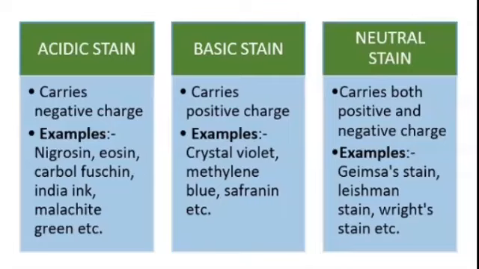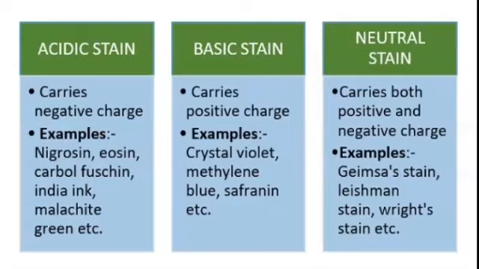What are the different types of stains available? Stains are classified basically as acidic stain, basic stain and neutral stain. Acidic stain always carries a negative charge, basic stain carries a positive charge, and neutral stains carry both positive and negative charges. According to the type of structure of the organism, it will bind to the stain.